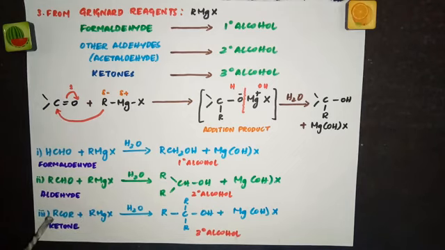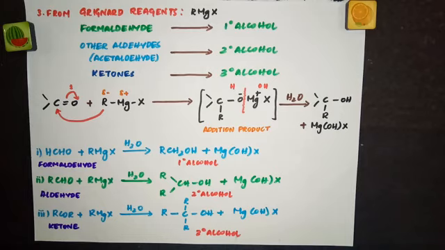You have a C, R already written and one more R, and put this R also here and OH. See, C R R R OH. This is tertiary alcohol and the byproduct is MgOHX. So we have prepared alcohols from 3 different starting materials.